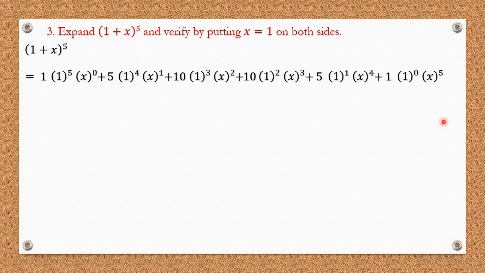Now I am going to simplify this. In the first value, 1 raised to 5 is 1, anything raised to 0 is 1. So it's just 1. Next, 5 multiplied by 1 multiplied by x is 5x, plus 10 multiplied by 1 multiplied by x square is 10x square.